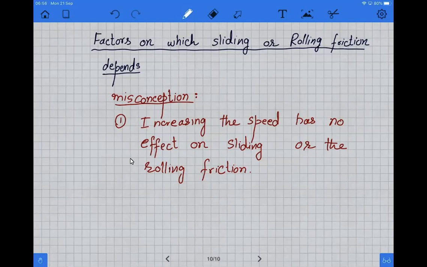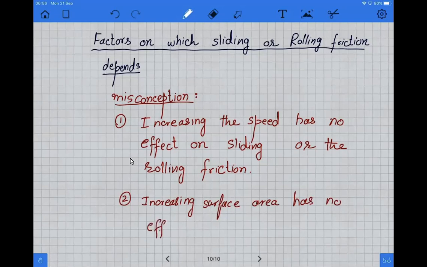Second misconception is about surface area. Increasing the surface area has no effect on the friction. So increasing the surface area or decreasing the surface area has no effect on the friction.